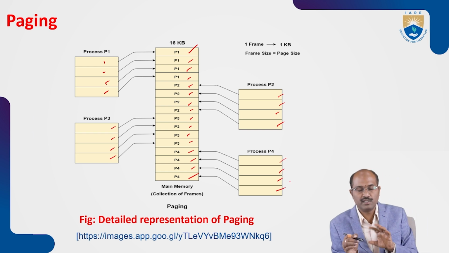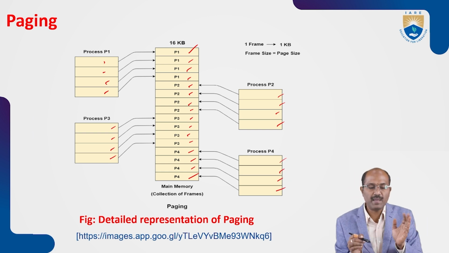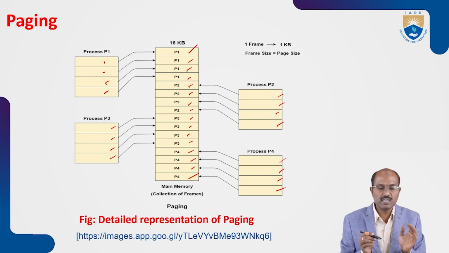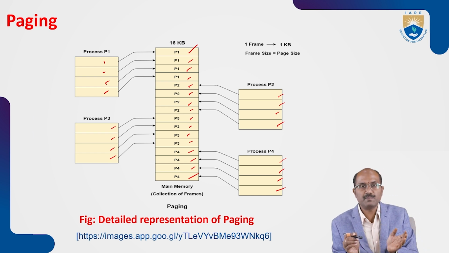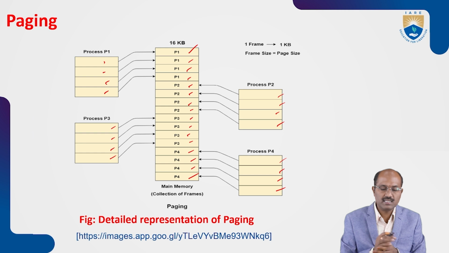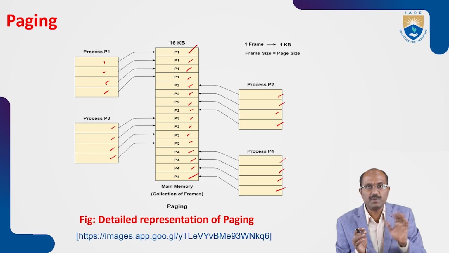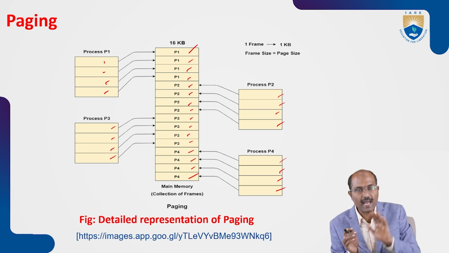Each process has 4 frames individually. So P1 is mapped to the main memory, P2 is mapped to the main memory, P3 is mapped, and P4 is mapped. This is a detailed representation of the paging of each process, that is, the mapping.